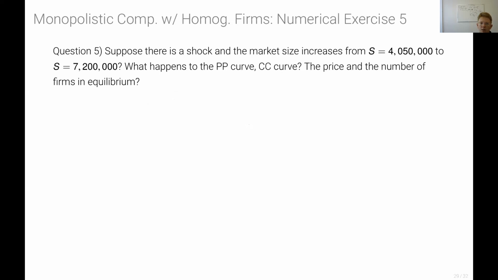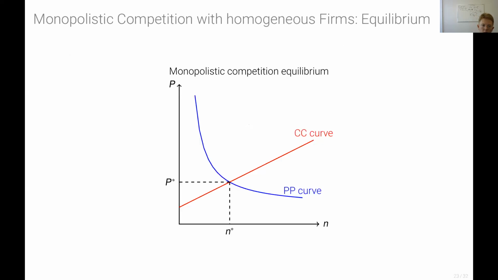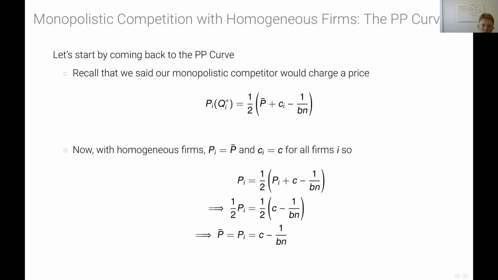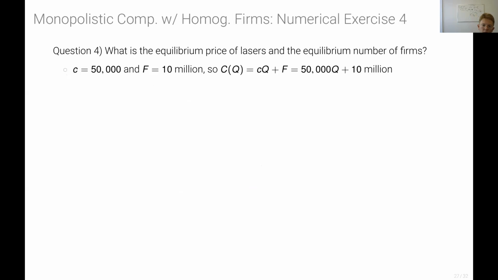Okay. So now we're going to suppose that there's going to be a shock and the market size is going to increase from S equal to 4.05 million to S equals 7.2 million. What's going to happen to the PP curve and the CC curve? And what's also going to happen to the price and number of firms in the equilibrium? So notice that the PP curve doesn't change. There's nothing in our setup, where we've defined the inverse demand for a monopolistic competitor, that depends on the market demand, S. And so the PP curve doesn't really change.